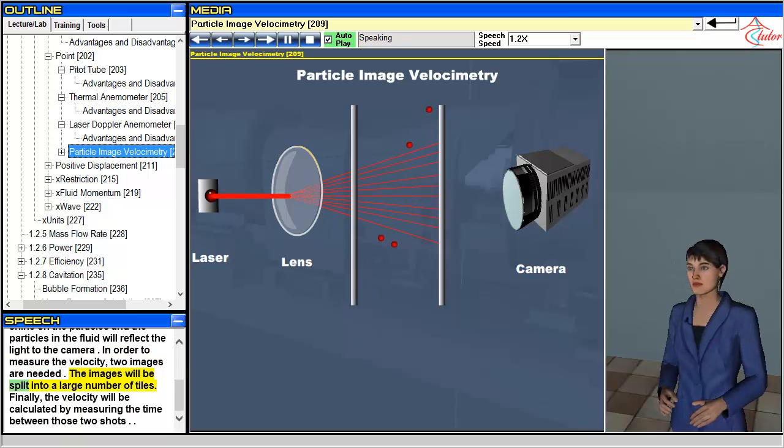The images will be split into a large number of tiles. Finally, the velocity will be calculated by measuring the time between those two shots.